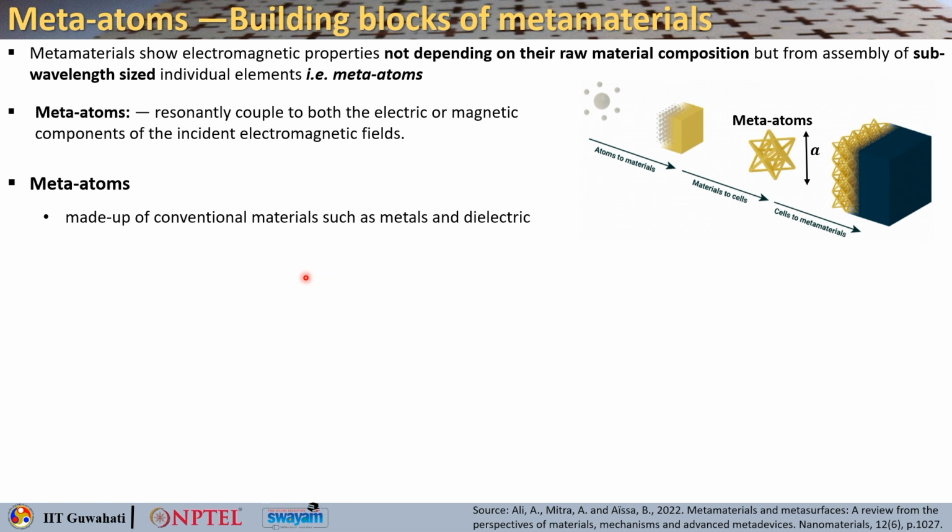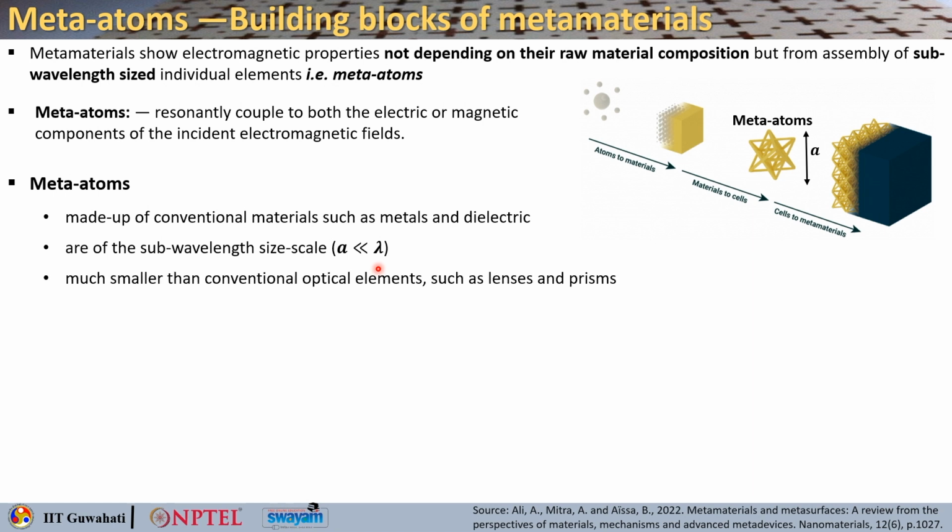They are made of conventional materials only, just like metals and dielectrics. And one important feature is that these meta atoms are sub-wavelength size. That means the size of the unit cell or the meta atoms is much smaller than the wavelength of the electromagnetic wave they are interacting with.